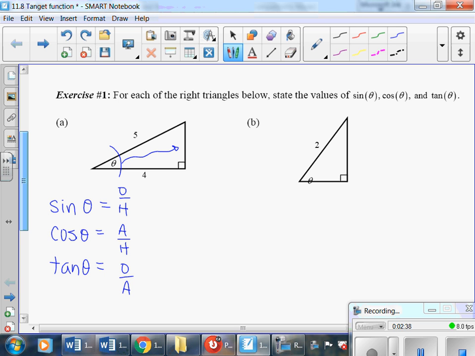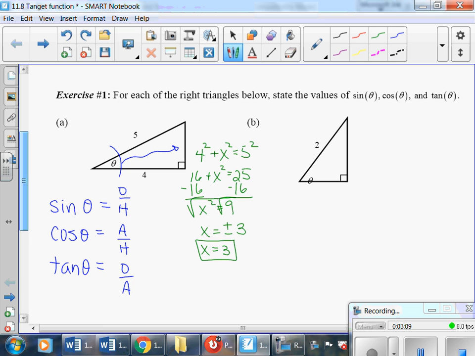Hopefully you remember the Pythagorean theorem, which says a leg squared plus the other leg squared is equal to the hypotenuse squared. So 16 plus x squared is equal to 25. Subtract 16 from both sides. X squared is equal to 9, and take the square root of both sides. X is technically equal to positive or negative 3, but because we're talking about a distance, which can't be negative 3, x is positive 3.